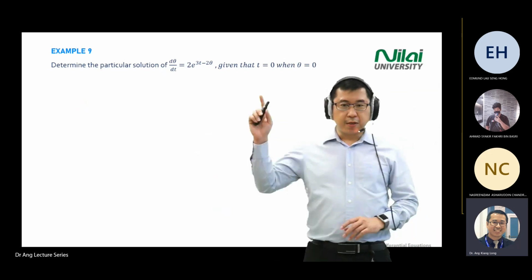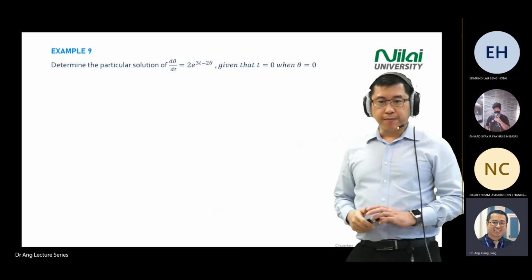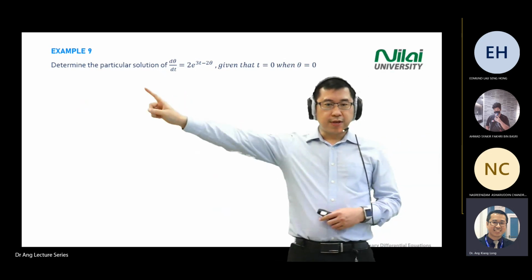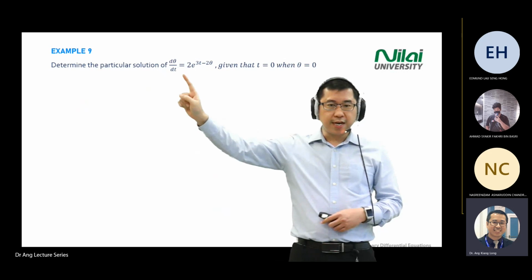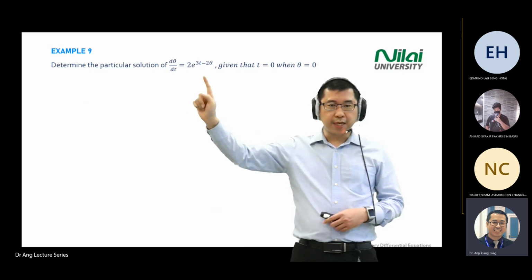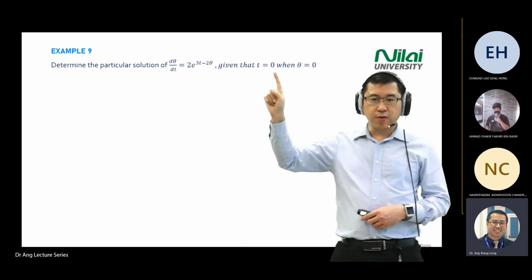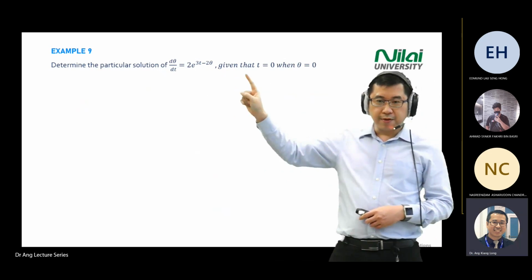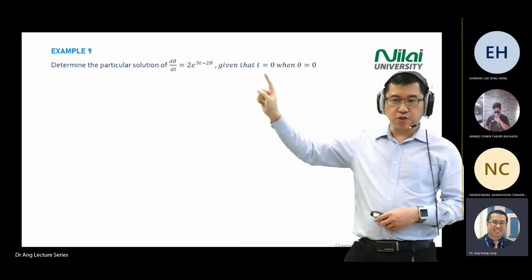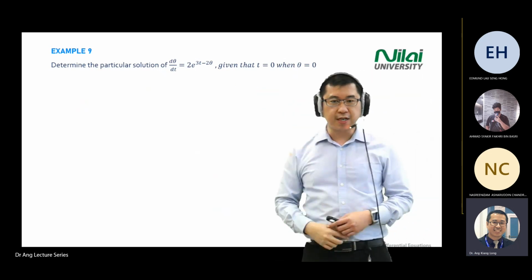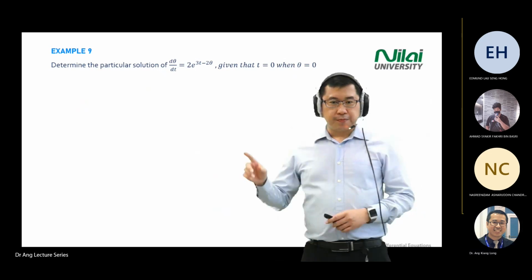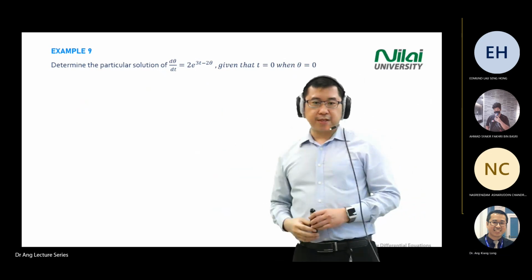Let's see if you're able to do it with the method that we just learned. So you are given dθ/dt equal to something, given t equal to 0 when θ is 0. So remember, when you're given extra information, this is to solve for the c, the constant value, in the integration later on.